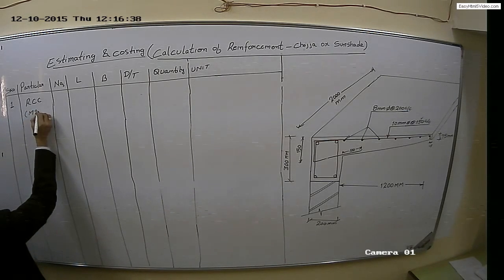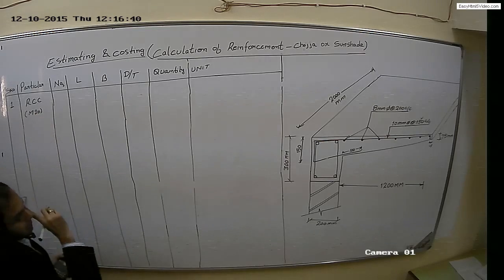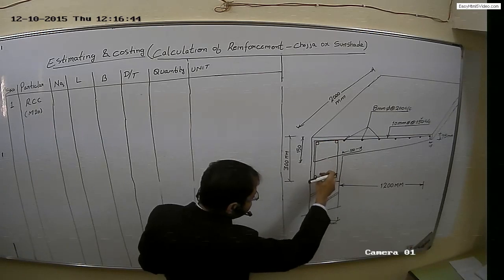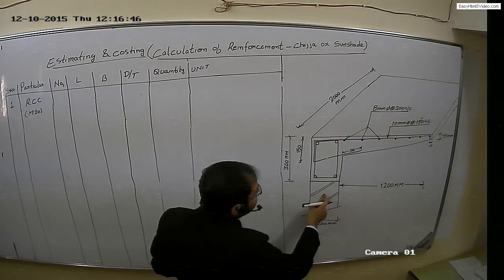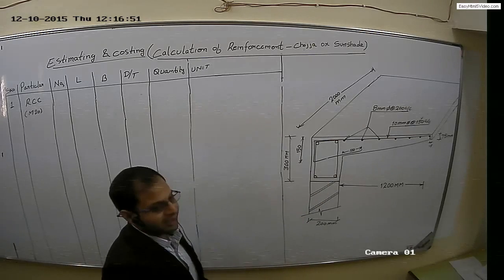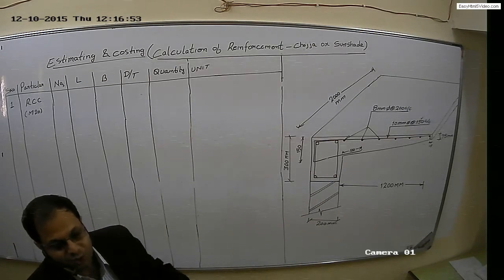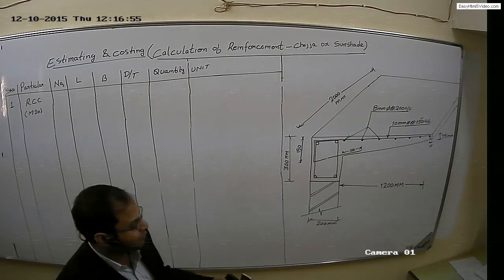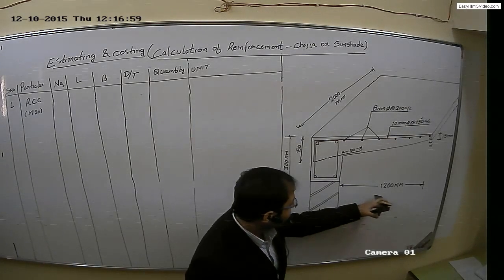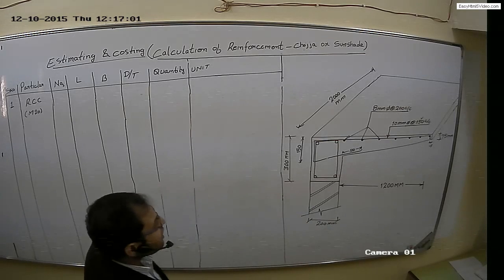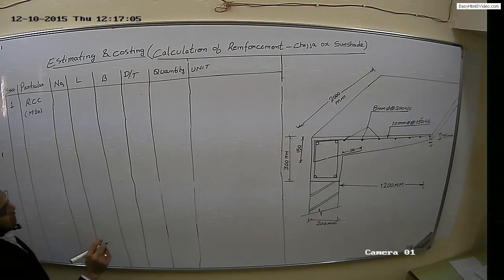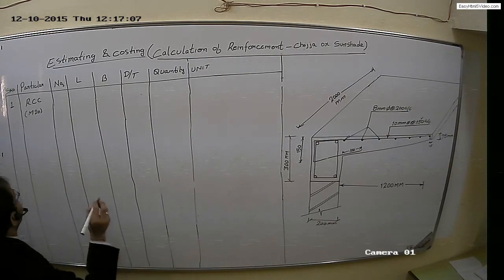M20 grade of concrete. So this particular beam is a plinth beam, which is resting over 200 mm brickwork. The Chajja is supported by this particular beam, and the Chajja is spanning about 2000 mm in width, and it is cantilevering 1200 mm in distance. So first of all, we will calculate the RCC of the beam.